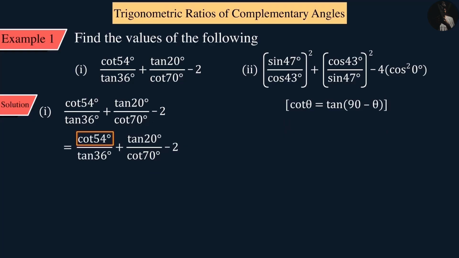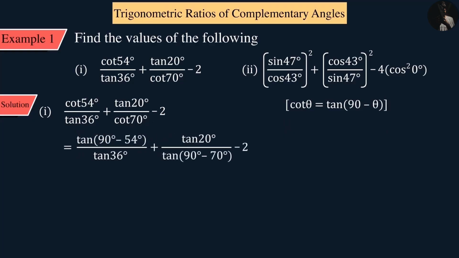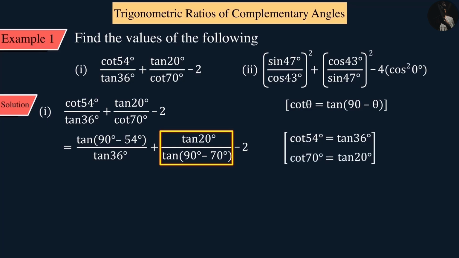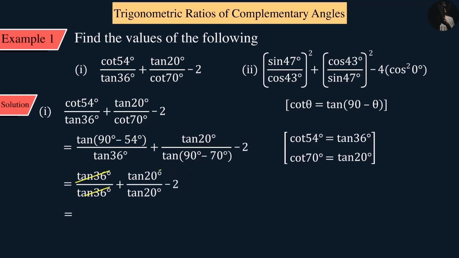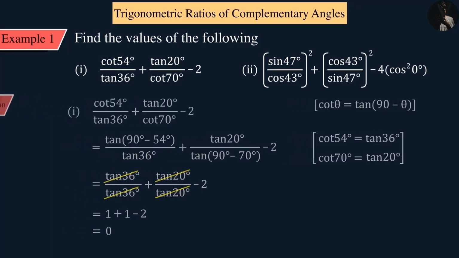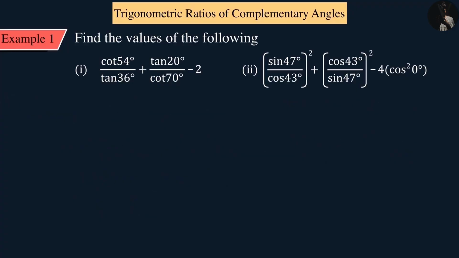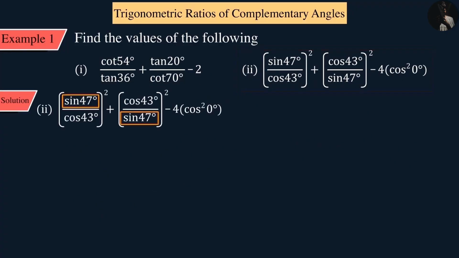So, the first term of the expression, cot 54 degrees, is written as tan 90 degrees minus 54 degrees, which gives us cot 54 equal to tan 36 degrees. And similarly, in the second term, cot 70 degrees equals tan 20 degrees. On solving this, we get tan 36 degrees upon tan 36 degrees and tan 20 degrees upon tan 20 degrees respectively in the first and second terms, which on further solving gives the value of the given expression as 0.